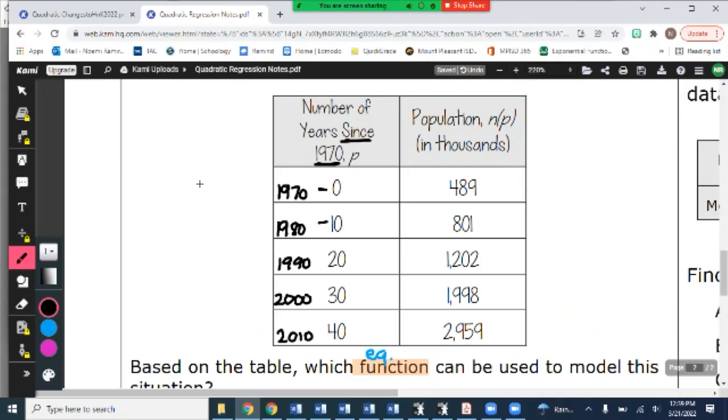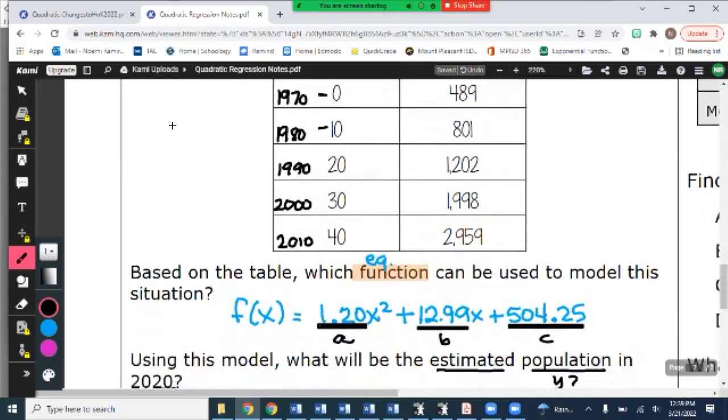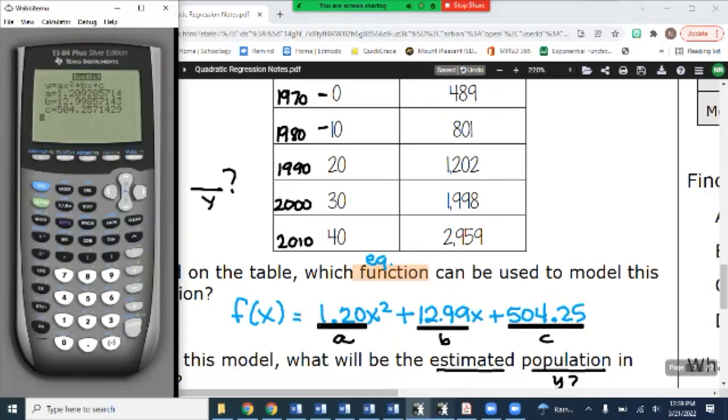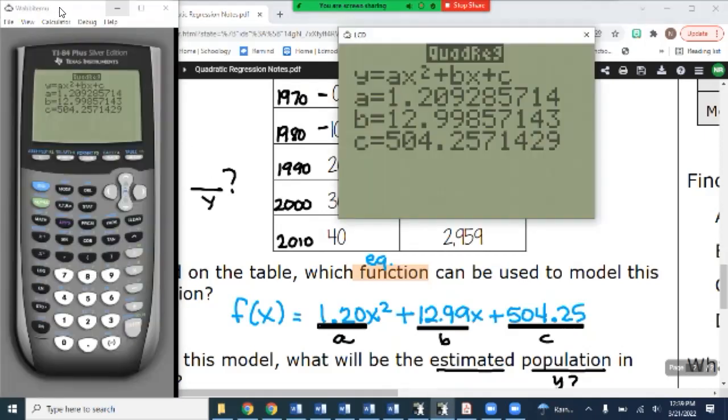So we don't actually have 2020 on the table. But I know that if I looked for 2020, it would be represented by what X value? Not 2025, 2020. By 50. So that means we have to find the number 50 on the table to figure out what my Y value is. They gave us the X value 50, but what is my Y value? And where can I find that in the calculator?